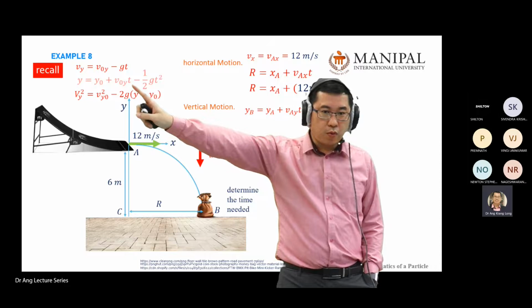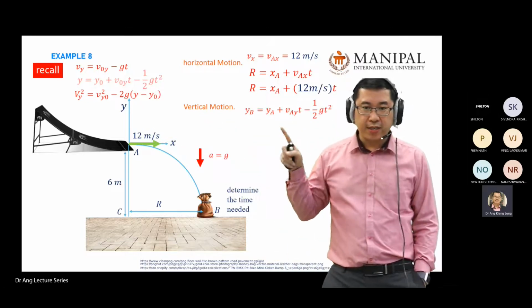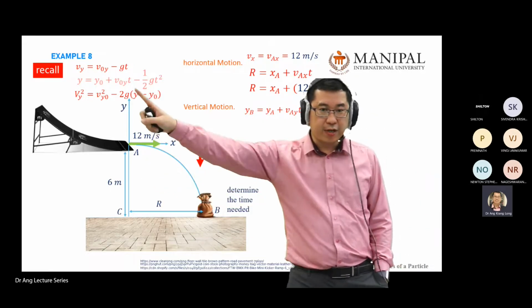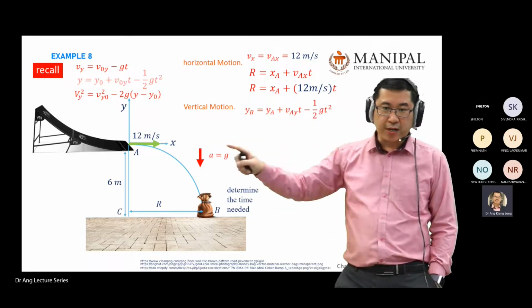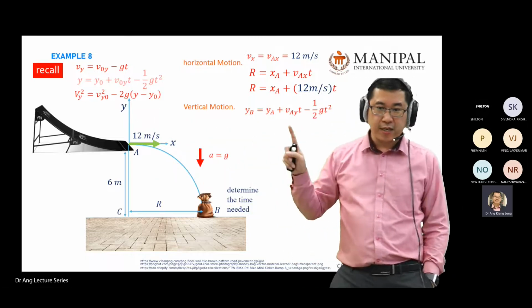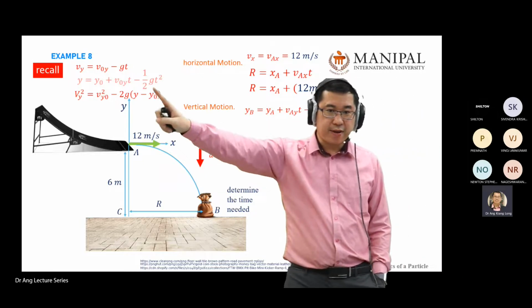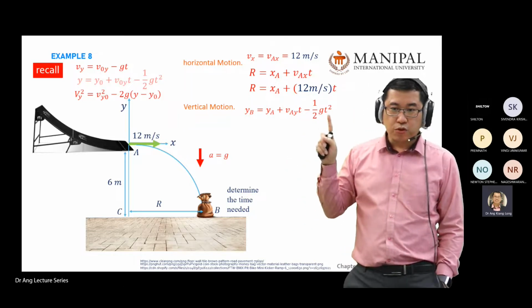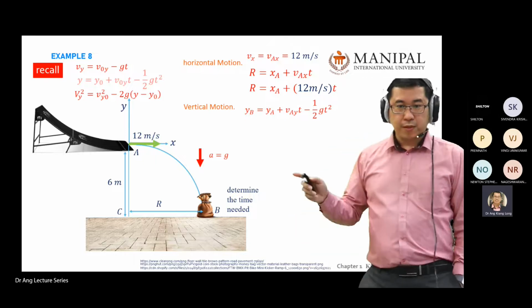VOY become VAY. Again, there's no O inside here. Our origin is A, so modify accordingly. VOY become VAY because your origin is A. T copy. Then the next one is minus half AGT minus half GT. Continue.